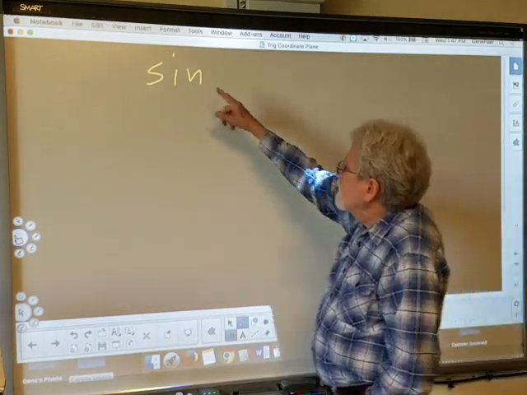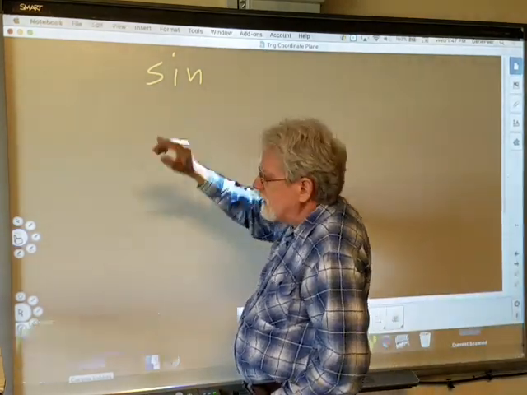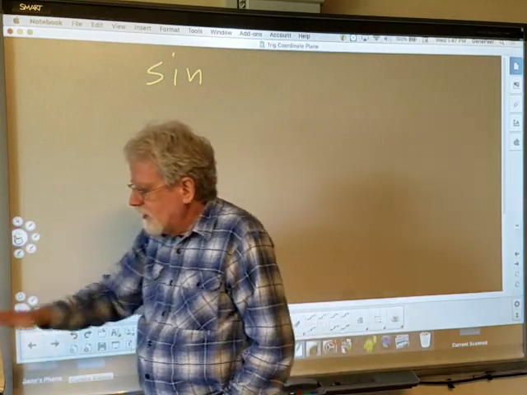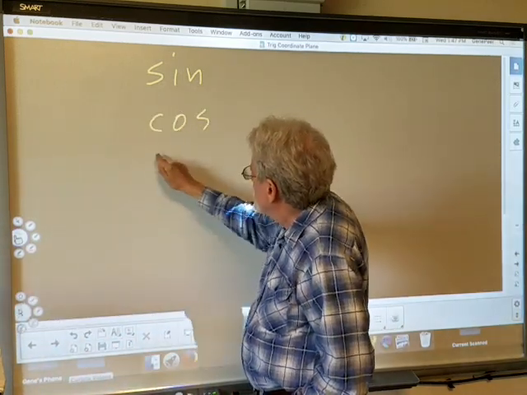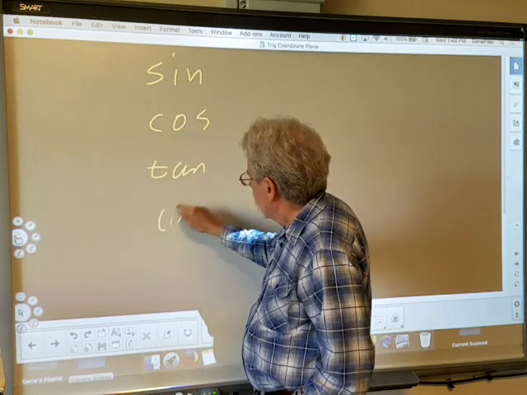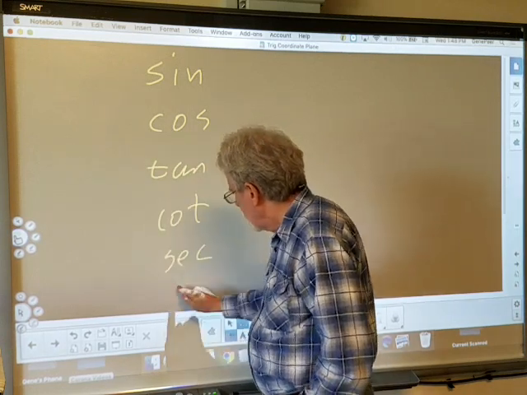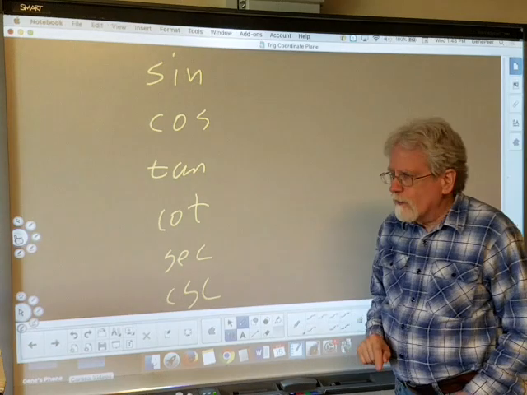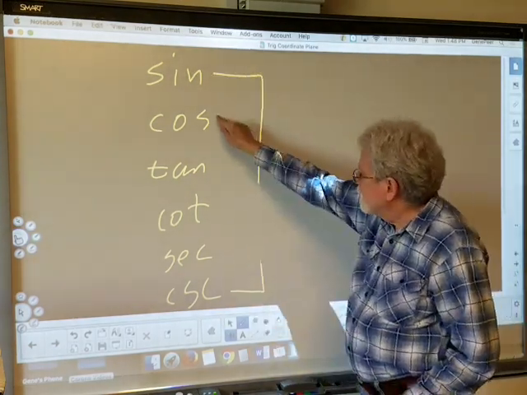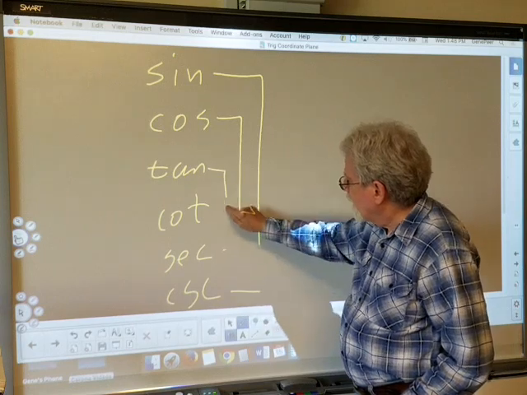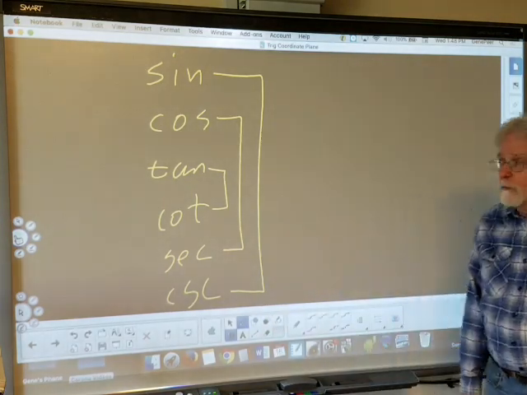Anyway, if you write down the functions in what I call the natural order, and not Hewitt, Sullivan never does this: sine, cosine, tangent, cotangent, secant, cosecant. Where are the reciprocals? You do these brackets. Those guys are reciprocals, those guys are reciprocals, and those guys are reciprocals. Makes it really easy.